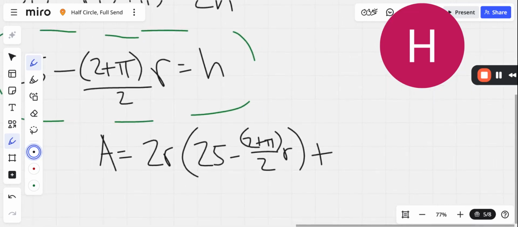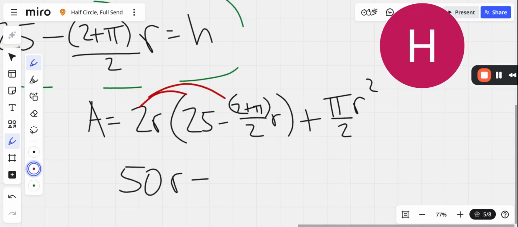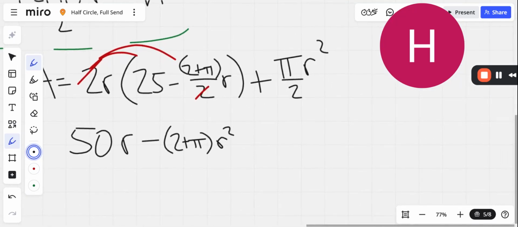And then plus we have pi r squared over 2. Alright, so let's go ahead and distribute this in. Pretty easy stuff. 50r. When we distribute the 2r in, of course it's going to cancel with the 2. That's nice. So we're going to have 2 plus pi r squared. But we also have pi over 2 r squared.